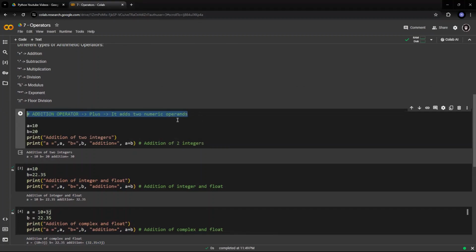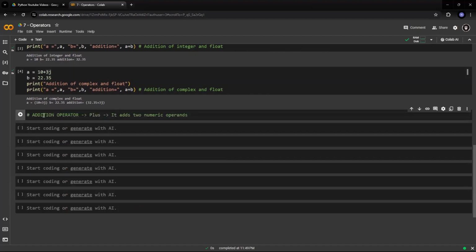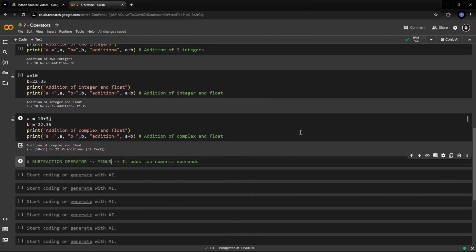Same way, we have the subtraction operator. Subtraction operator is again denoted by a minus symbol, which you have seen earlier, the kind of symbol we have seen in the text, and it usually subtracts the second operand from the first. So this is how this operator works.